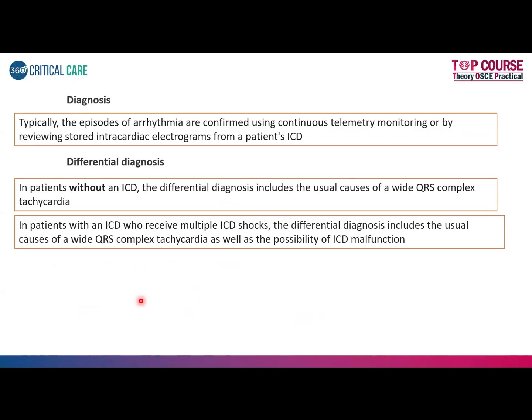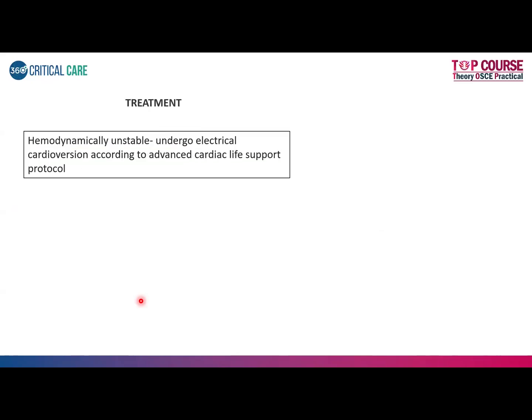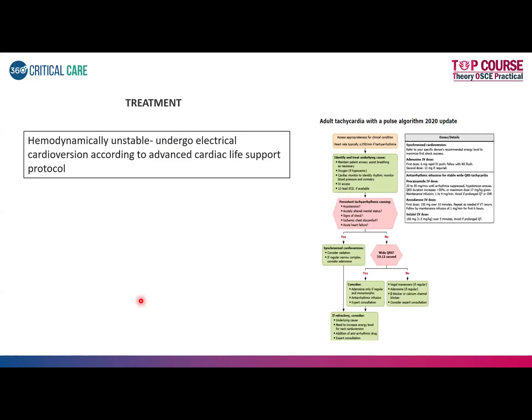Diagnosis, as I said, your typical ECG might not give it, and telemetry monitoring or intracardiac electrograms from a patient's ICD might be needed. Okay, differentials in a patient without the ICD, usually any kind of wide QRS complex cause might be a differential for this. And in patients with ICD, one needs to know that apart from the usual wide complex tachycardia, there could also be possible ICD malfunction. Treatment, hemodynamically unstable patient, go for the normal ACLS protocol for a VT or a VF or any kind of tachyarrhythmias.